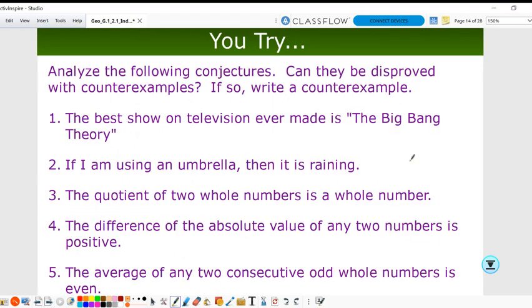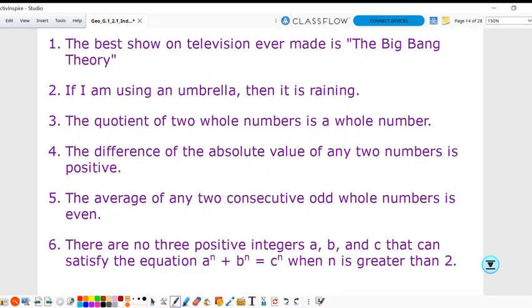All right, you're going to try now. Analyze the following conjectures. Can they be disproved with counterexamples? Go ahead and pause the video and see if you can come up with some counterexamples to these statements.